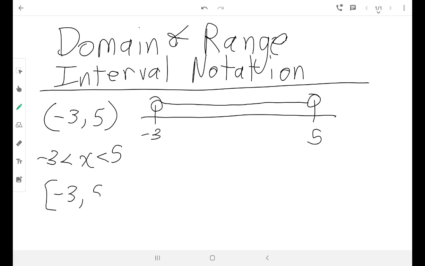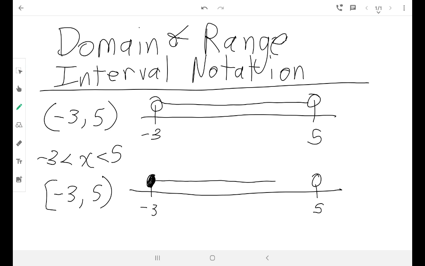then I'm talking about including it. So if I do this, then I would have a closed circle here, an open circle here, and I would be talking about everything in between it. So this would be more like x between -3 and 5, including -3, like that, okay? So that's the way the notation works.